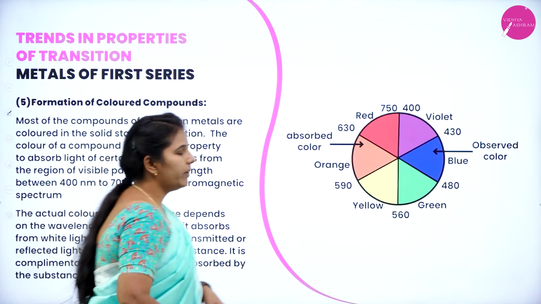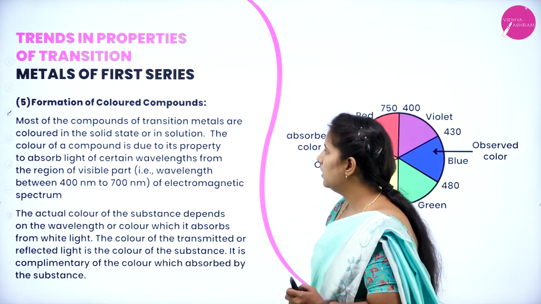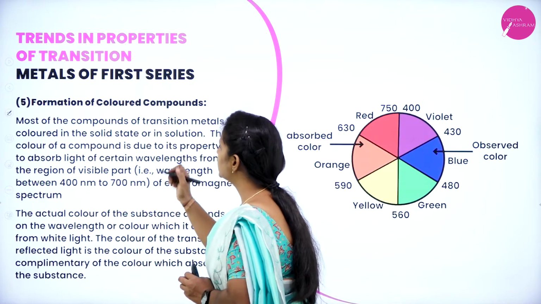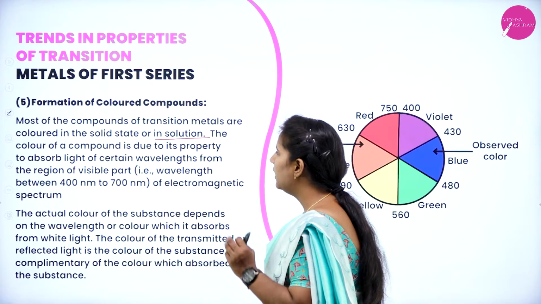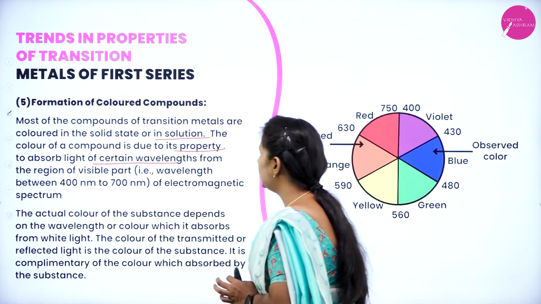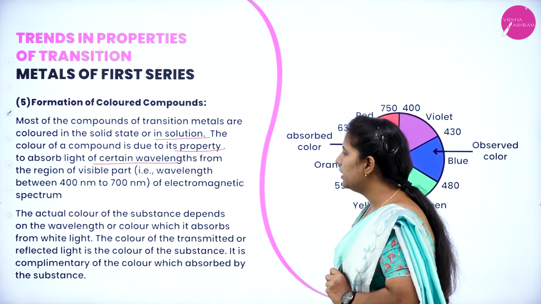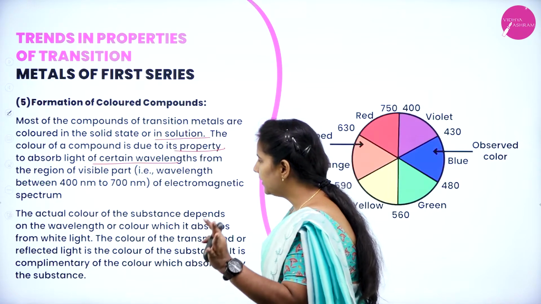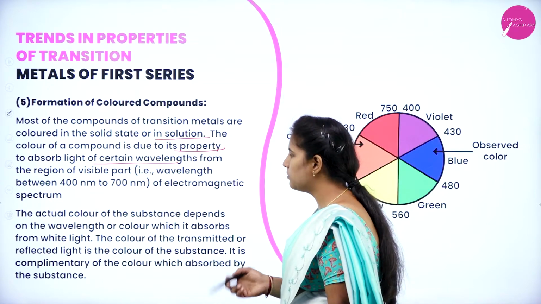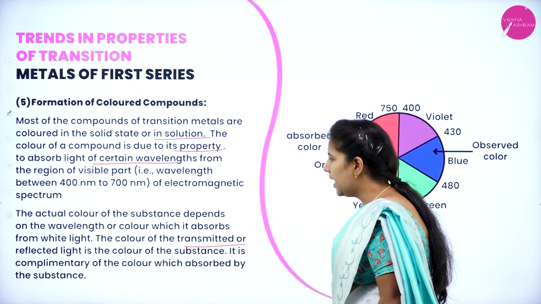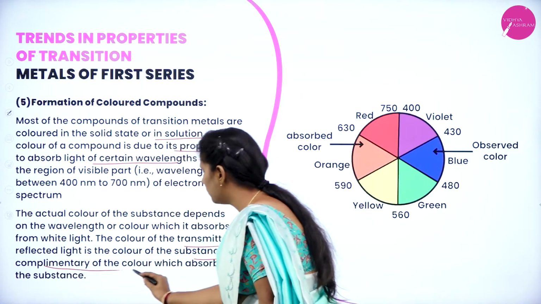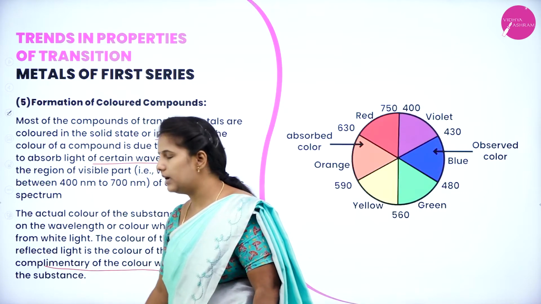Next, we have formation of colored compounds. Most of the compounds of the transition elements are colored in the solid as well as in the solution state. The color of these compounds is due to the absorption of light of certain wavelengths from the visible part of the electromagnetic spectrum. The actual color of the substance depends upon the wavelength absorbed from the white light, and the color of the transmitted or reflected light of the substance is the complement of the color absorbed by the substance.